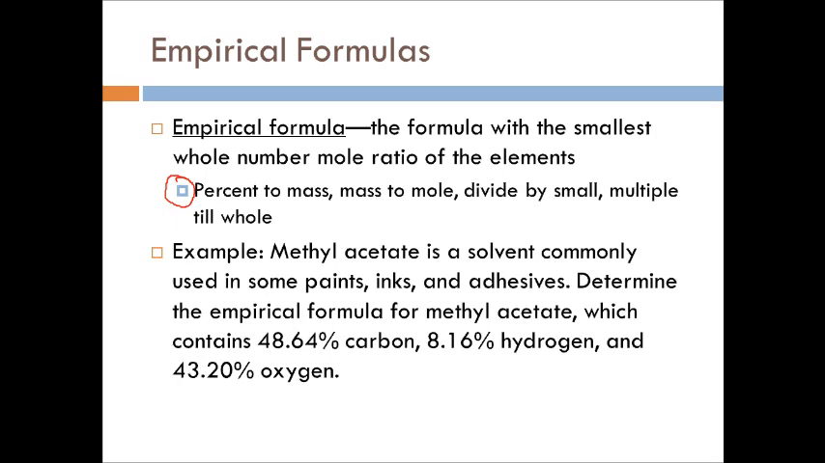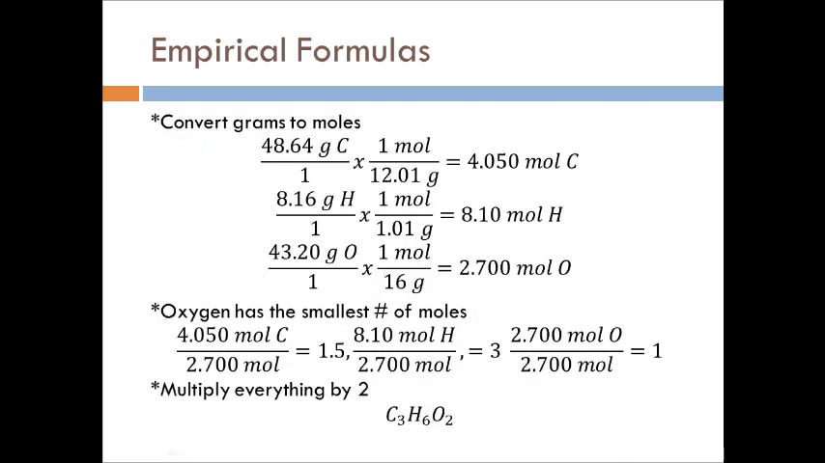So let's look at an example of how you're going to do this. Methyl acetate is a solvent commonly used in some paints, inks, and adhesives. Determine the empirical formula for methyl acetate, which contains 48.64% carbon, 8.16% hydrogen, and 43.2% oxygen. Alright, so the first thing we're going to do is convert all of those to grams. Hold on. I don't actually show it here. I just went ahead and wrote it down. So here's our grams already switched from percentages.